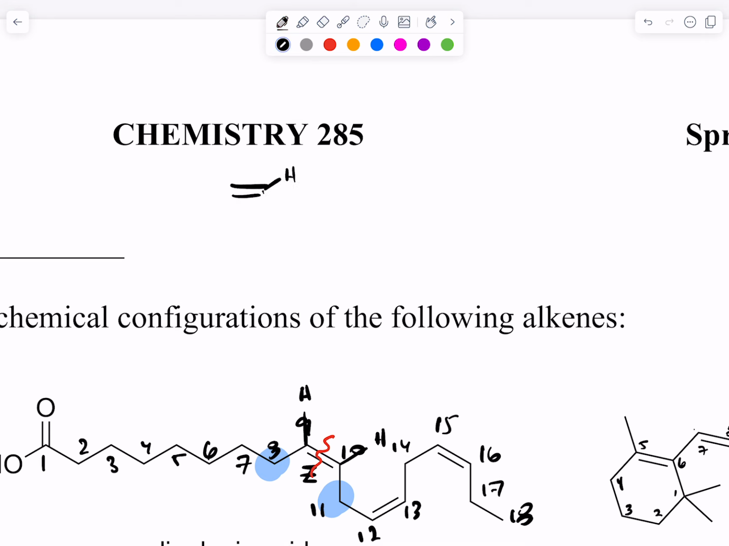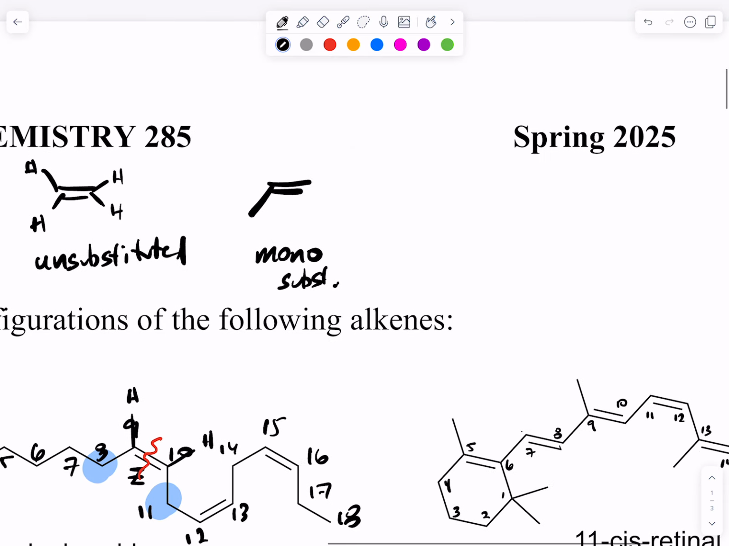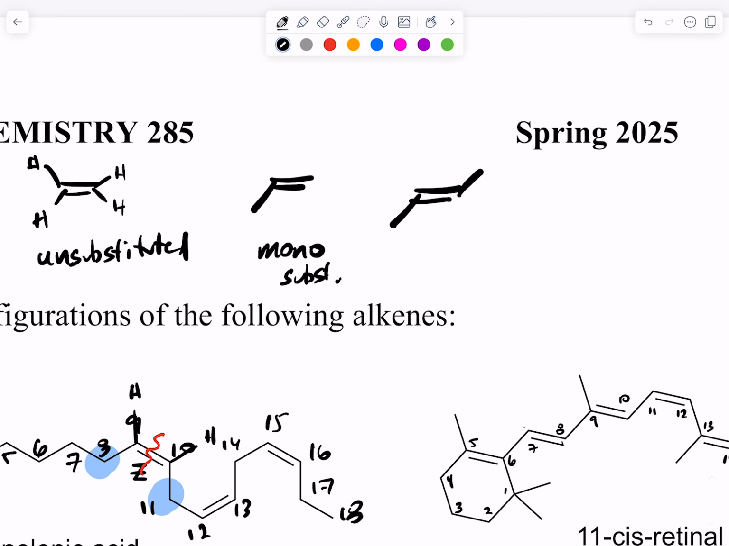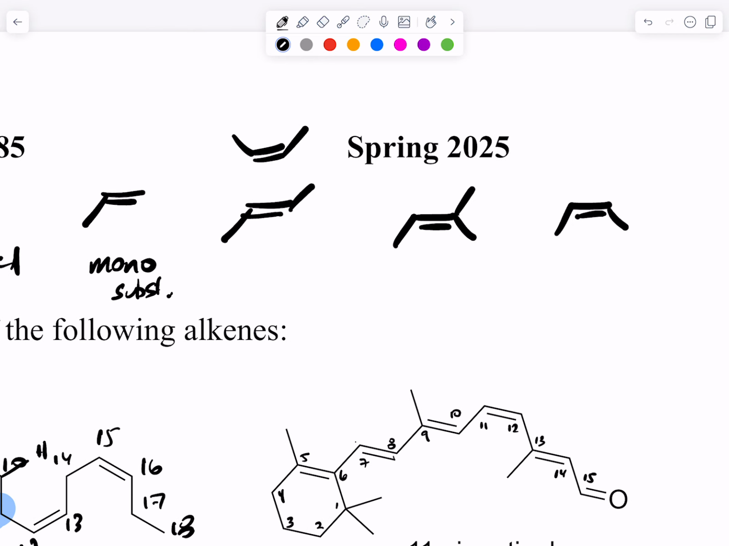this is an unsubstituted alkene because none of the vinyl carbons is bonded to a carbon. This is a monosubstituted alkene. This is a trans disubstituted alkene. This is a cis disubstituted alkene because you have two non-hydrogen things. This is a trisubstituted alkene. This is a tetrasubstituted alkene.